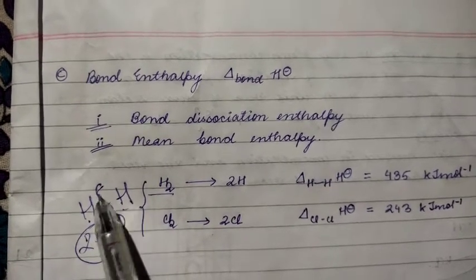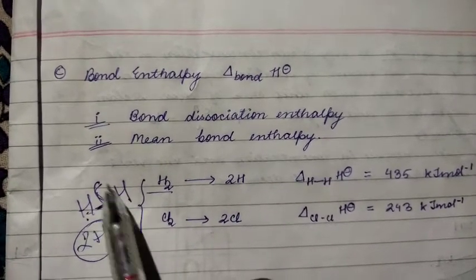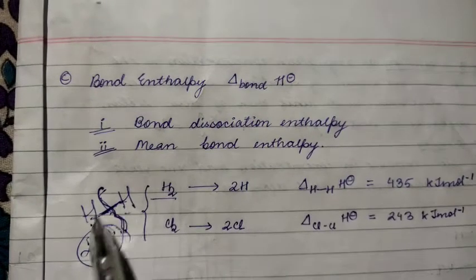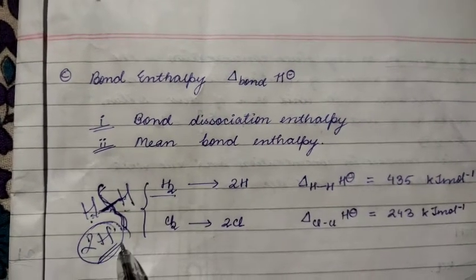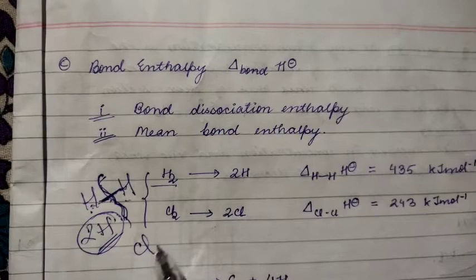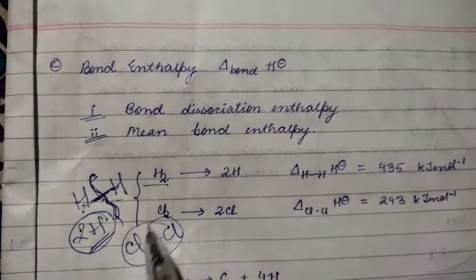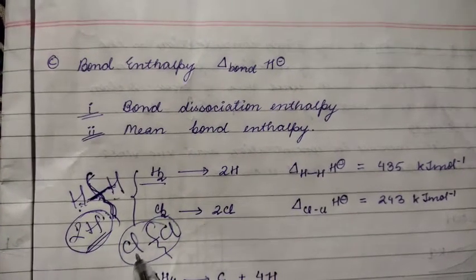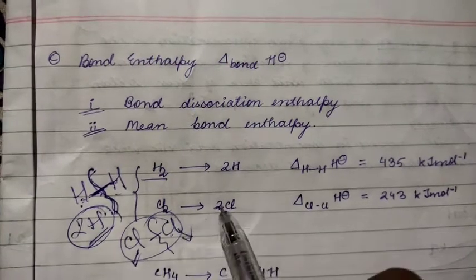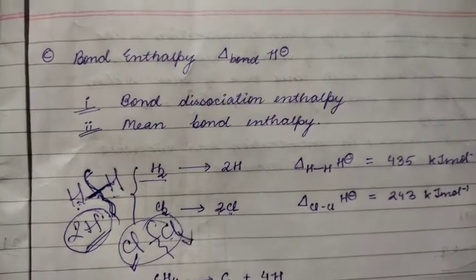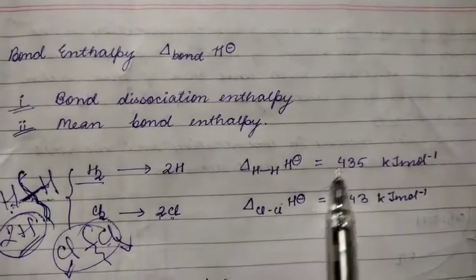If you break this HH molecule, you will get 2 hydrogen atoms, right? Similarly for Cl2, this is the molecule, and if you break this molecule you will get two atoms of chlorine. Clear? And the enthalpies are given here.